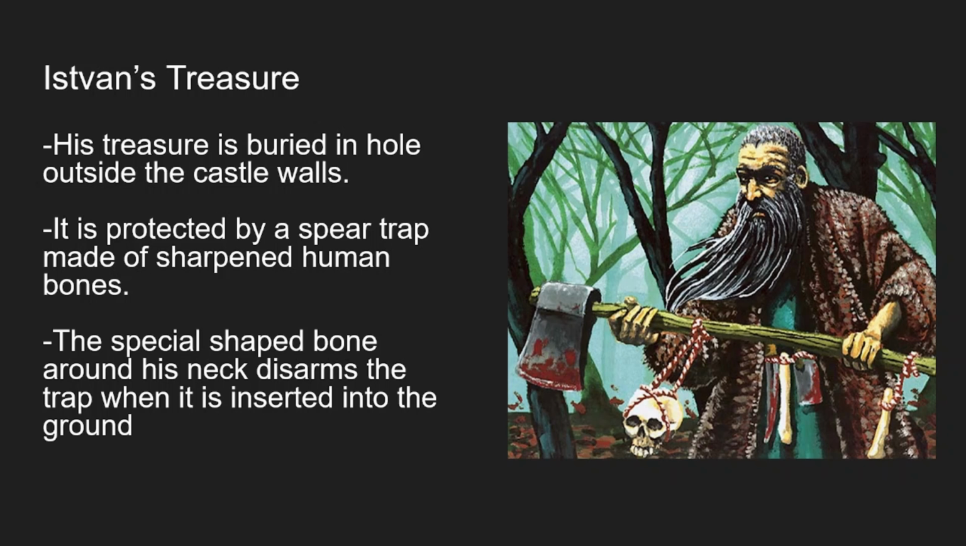Now, in addition to this, he has managed to seize a great amount of valuables. And so what has he done? He has buried some of them in a hole outside the castle walls, because he is, admittedly, kind of a crazy person. Now, this is protected by a spear trap made of sharpened human bones, because again, look at this Hormel chili eating villain. And most importantly, he has a special bone that he wears around his neck that he can insert into the ground like a dowsing rod that will disable the bone spear trap.